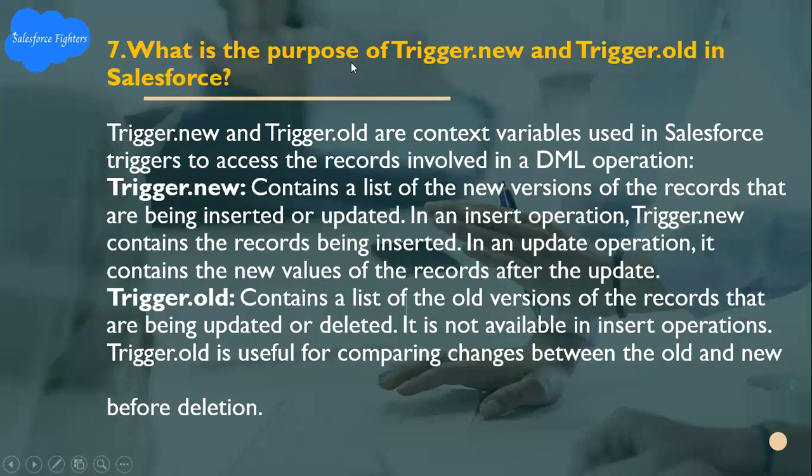Next question: what is the purpose of Trigger.new and Trigger.old in Salesforce? Trigger.new and Trigger.old are the context variables used in Salesforce triggers to access the records involved in the DML operation. Trigger.new contains a list of the new versions of the records that are being inserted or updated.